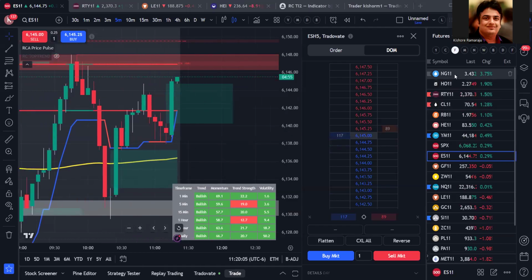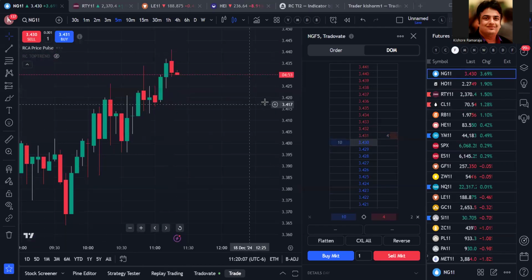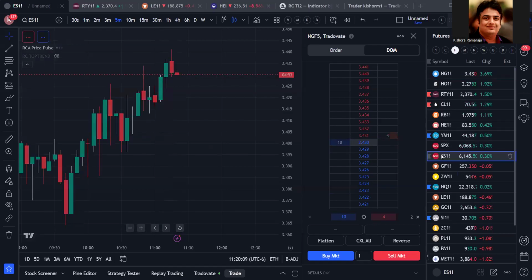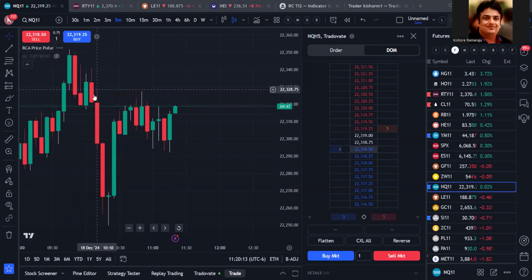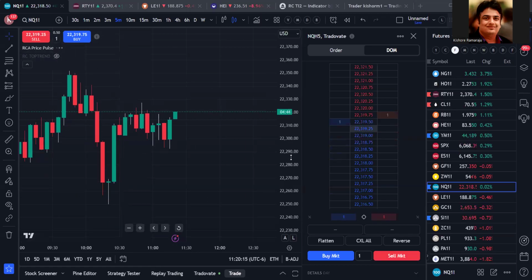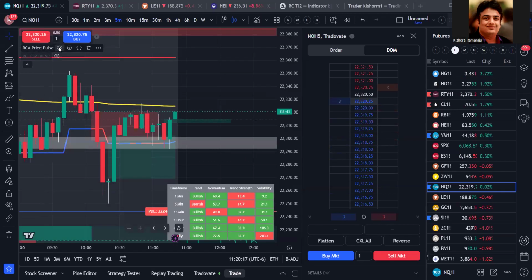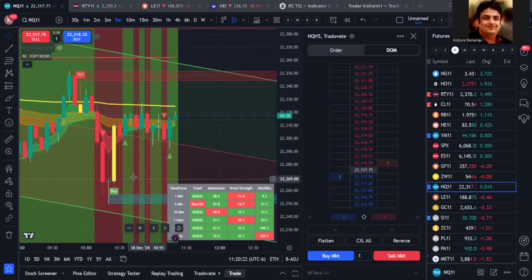Just now you saw different examples. We made profits with natural gas. We made profits with ES. We made profits with NQ. You saw that whether you use price pulse or top trend, you got a buy signal. It is completely bullish. Even though there are small drops, you never got a sell signal.